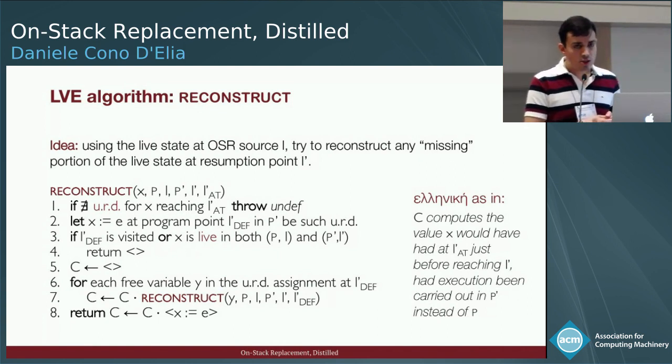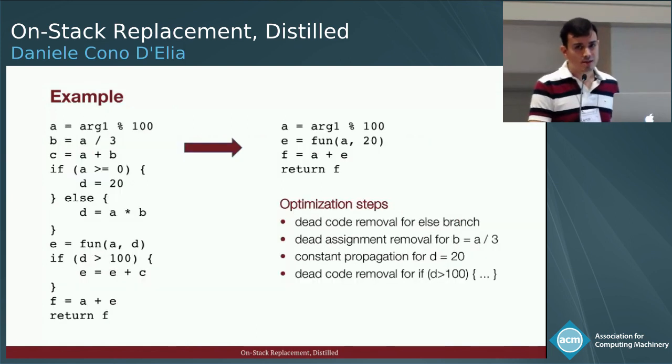So in a nutshell, you build a compensation code that tries to compute the value that the variable would have had at the OSR target if you had been carrying execution in the target program from the beginning rather than in the original program. And I'm going to show you an example.